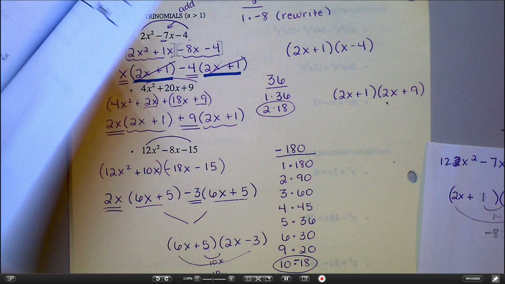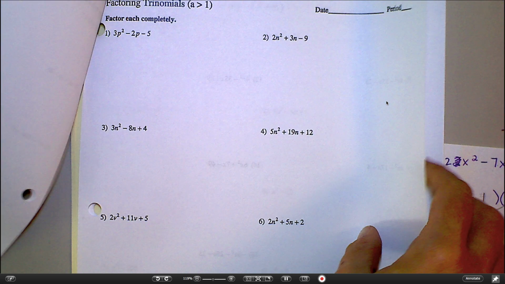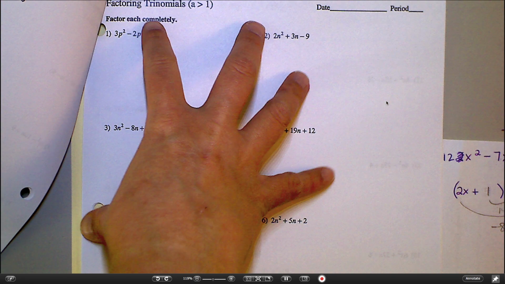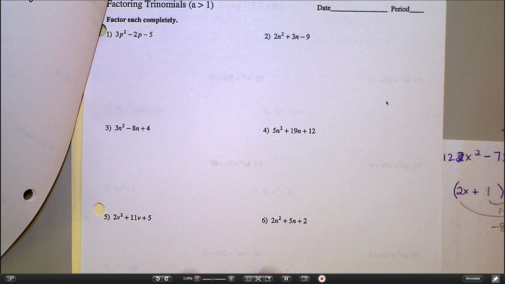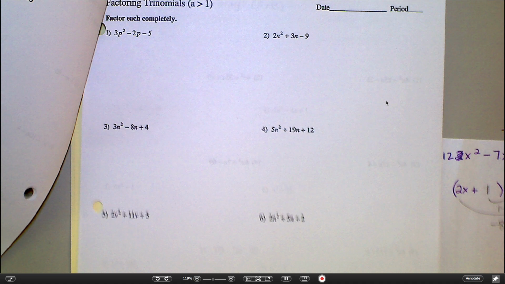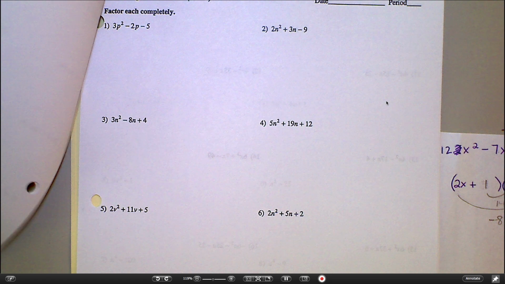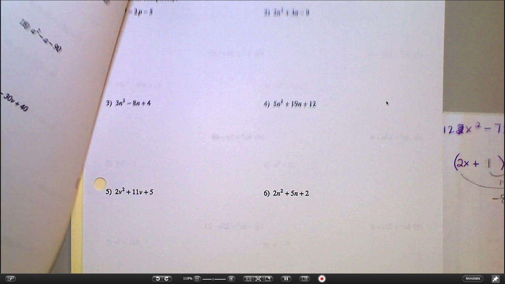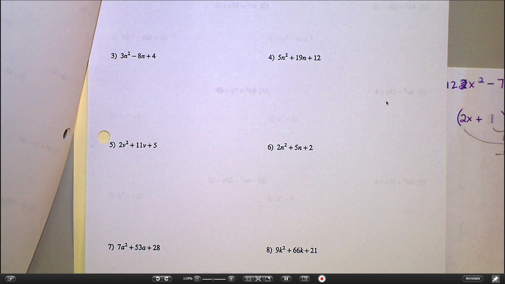You are doing this page here, factoring trinomials, a is greater than 1. But for you guys, for my blended classes, I want you only to do this front side, 1 through 8. Okay, so just the front, and then tomorrow when you come in, we'll go over these, make sure that you're getting them correct, and as long as you are, then we can move on to the back.